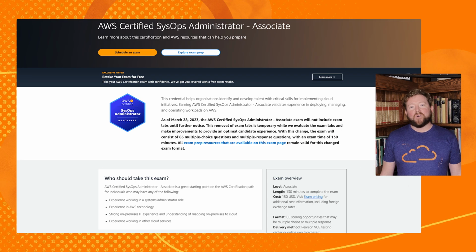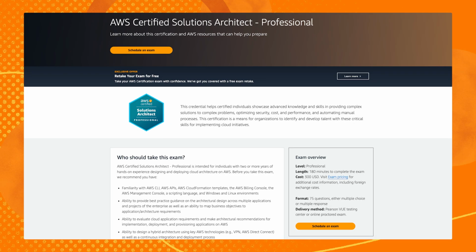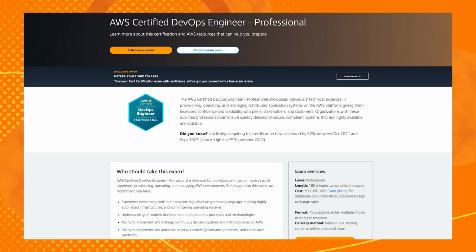We then have the SysOps Administrator Associate exam. This is for people who might do admin on Linux servers or Windows servers. It basically teaches you how to best do that using AWS infrastructure. We then have our professional level exams. This consists of AWS Solutions Architect Professional, which is for professional architects wanting to use the AWS infrastructure. It is one of the hardest exams to do. And then we have DevOps Professional, and this is for our DevOps engineers.